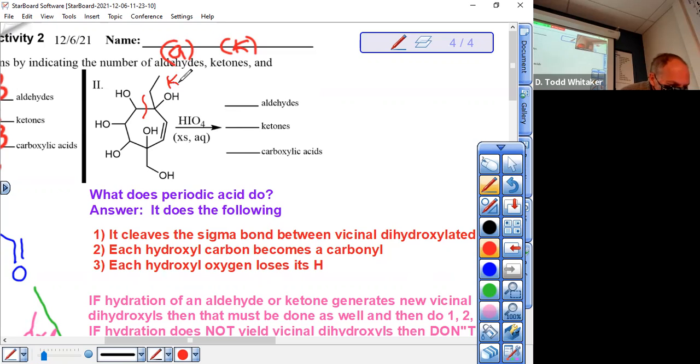Later on, you're going to generate an aldehyde here, and then you ask yourself the question, if hydration yields a vicinal dihydroxyl, then you better hydrate it, and it will. You're going to get an aldehyde, but it's not a final aldehyde because you can hydrate it and get an OH adjacent to an OH again. So a double cut, what did I say, is going to happen to any carbon that has a cut on each side. Carboxylic acid. Same story here.